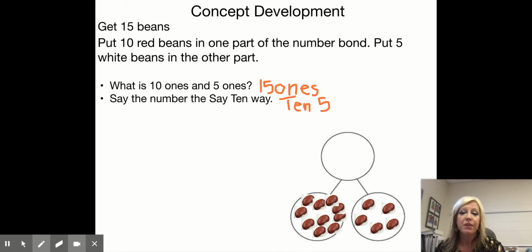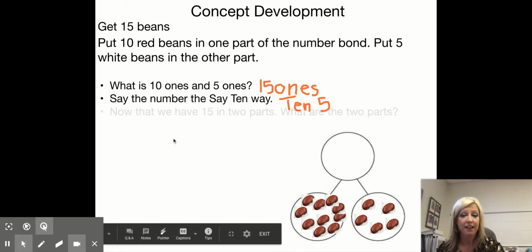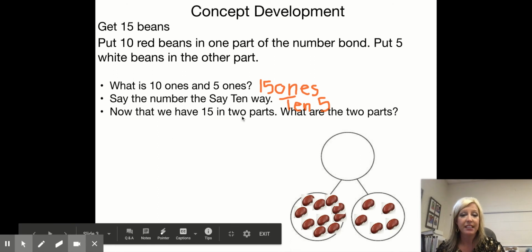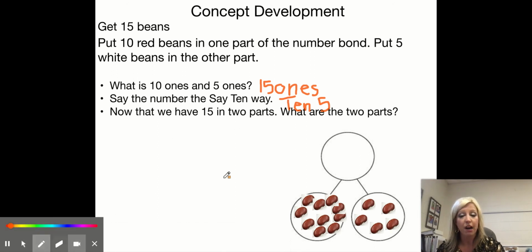So to review, what is 10 ones and 5 ones? How do we say that? 15 ones. Say the number 15 using the say 10 way. We would say 10, 5. Now that we have 15 in 2 parts, what are the 2 parts? Look at your number bond. We have 10 and 5, which gives us a total of 15.